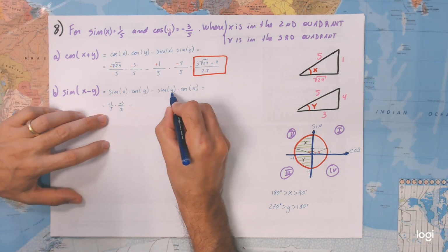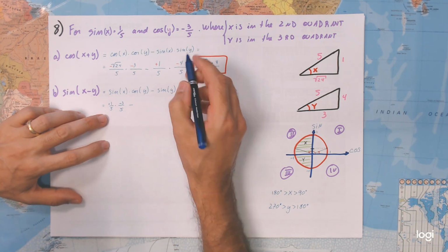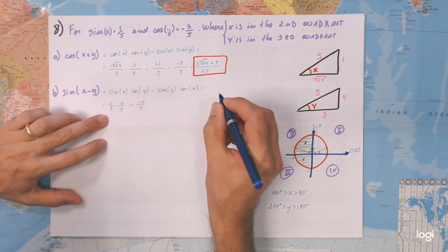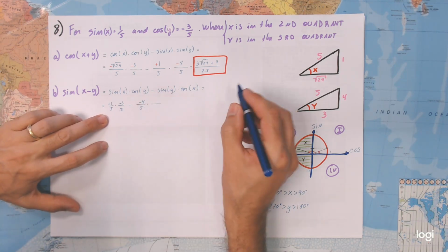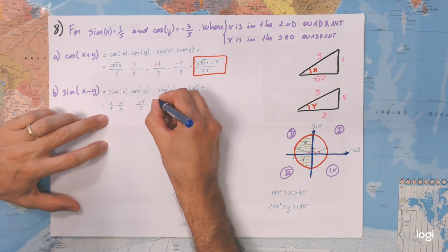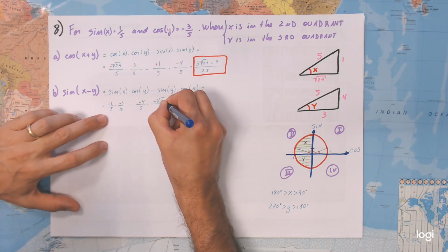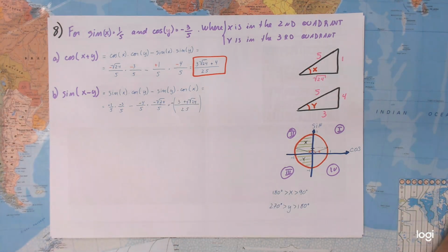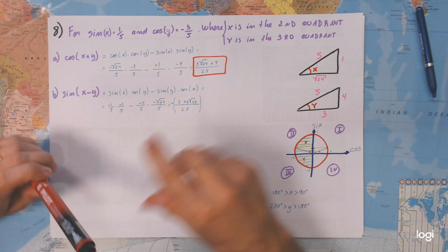Minus sine of y, it is minus 4/5 multiplied by the cosine of x. Cosine of x is negative square root of 24/5. Again, no secret in here. And this is the answer.